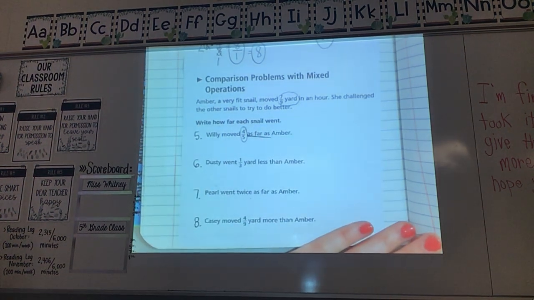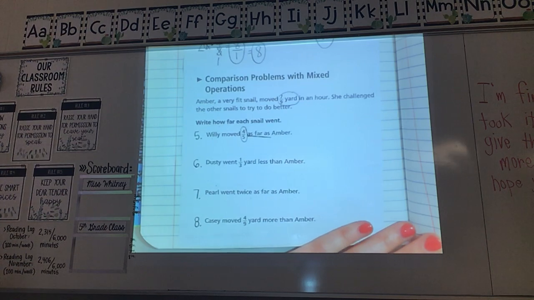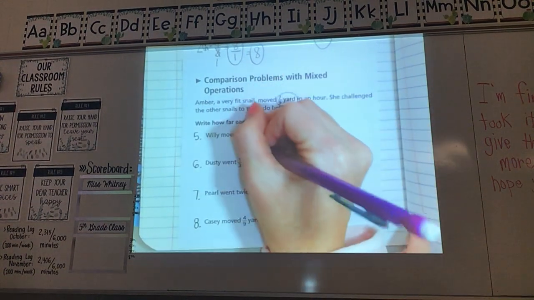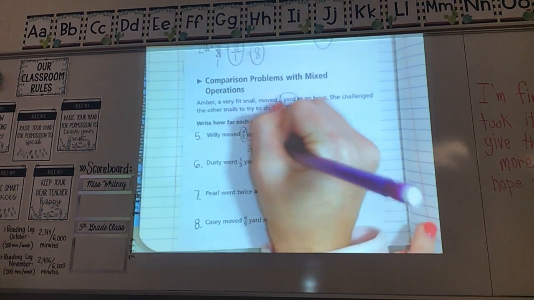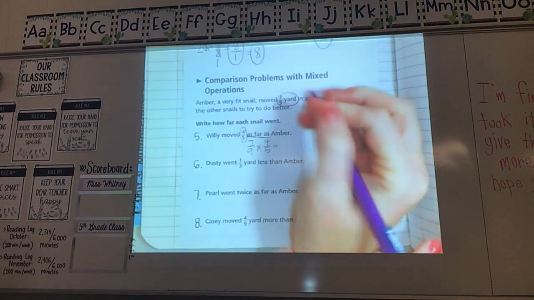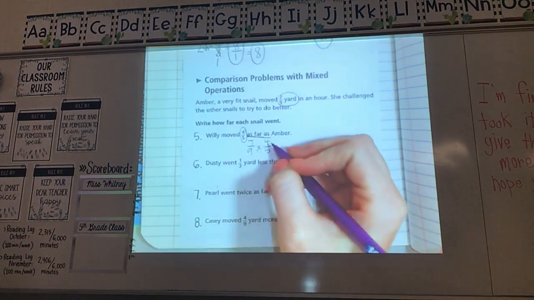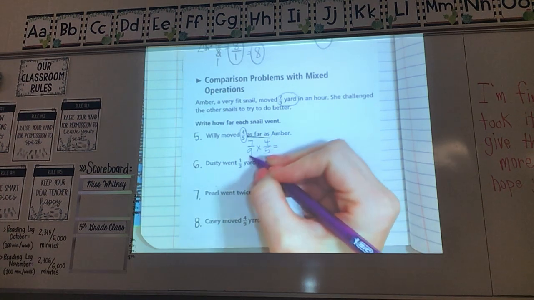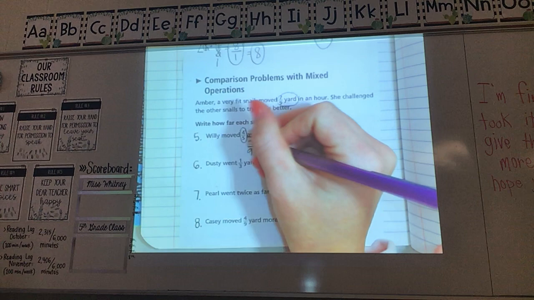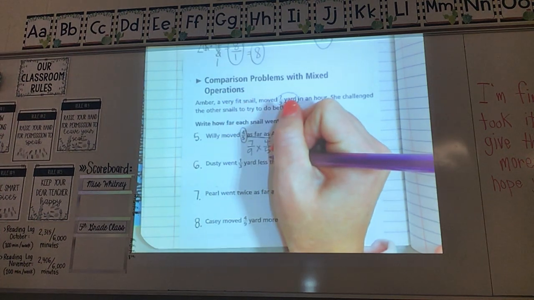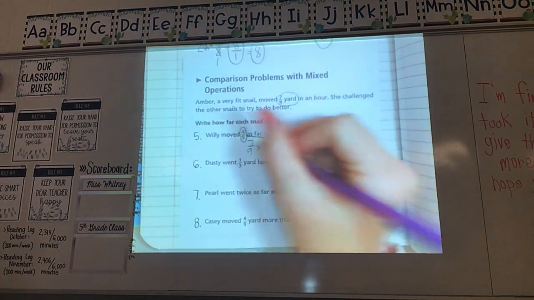As far as is a key word, but it's not up on my keywords board even if you were here. It means to multiply. As far as Amber means to multiply. So I'm going to take Amber's number, which is 7/9, times Willie is 4/5. Simplify if we can. So look here, 4 and 9. Is there anything that will go into both 4 and 9? No. What about 7 and 5? Anything that will go into 7 and 5? No. So we're just multiplying straight across the top.